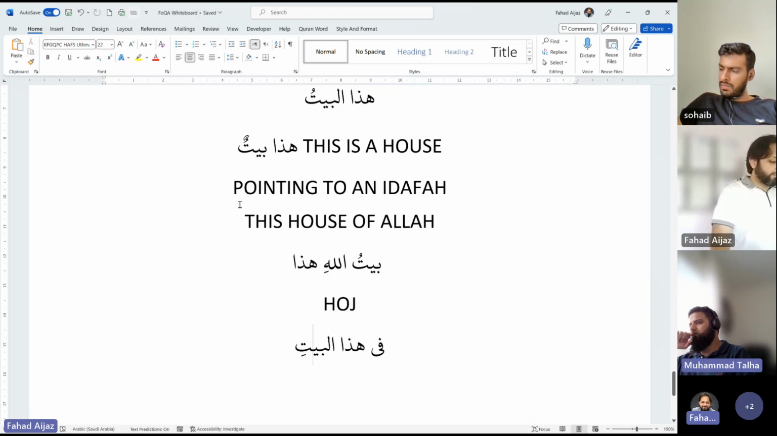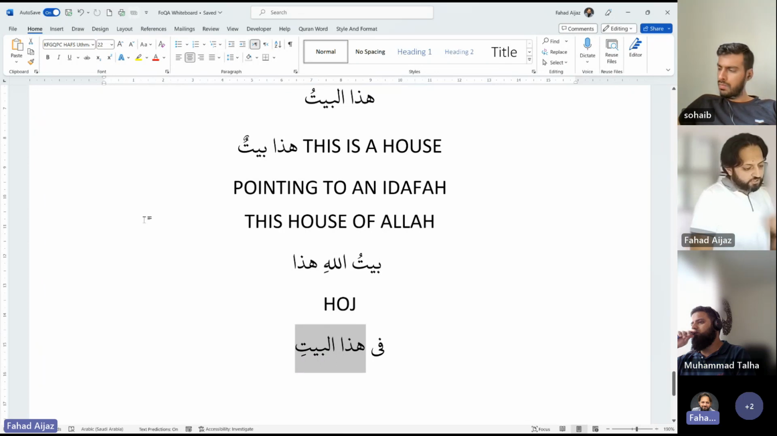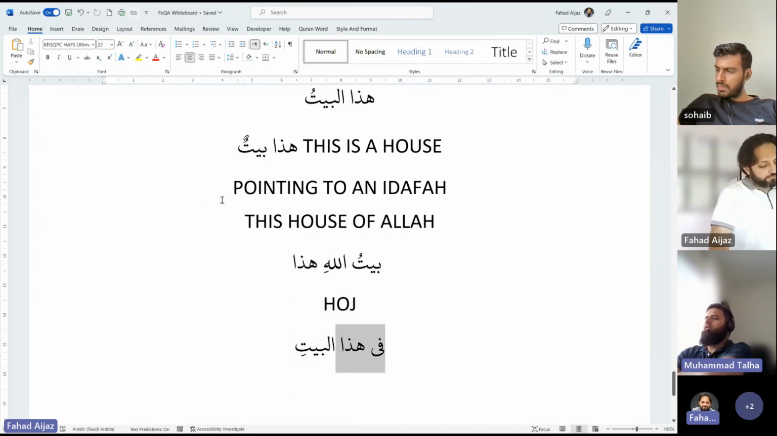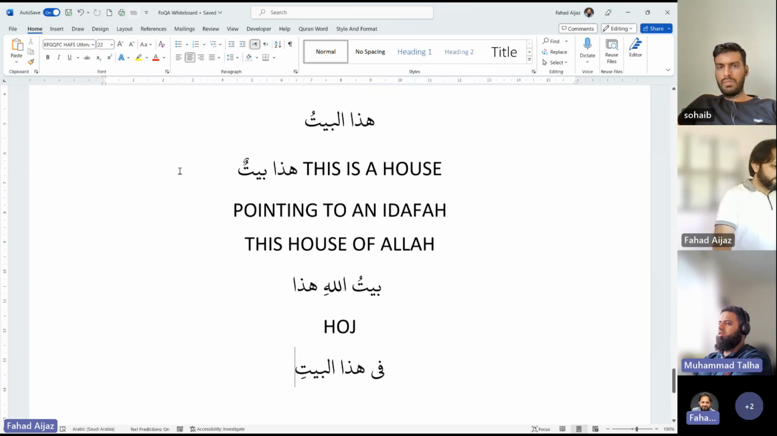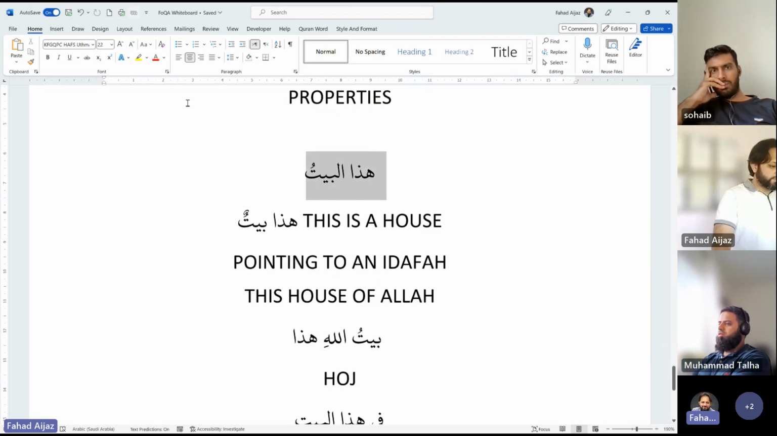I considered hazal bayt as one single fragment. Yes, hazal bayt is a pointer fragment, ism ishara and musharun ilay. And fi haza is a harf of jar fragment, jar majroor. But next time, if this only comes up like hazal bayt, I will take it as an idafa as well, right? So it's not a pointer fragment? No, no, because a word with no al followed by jar.